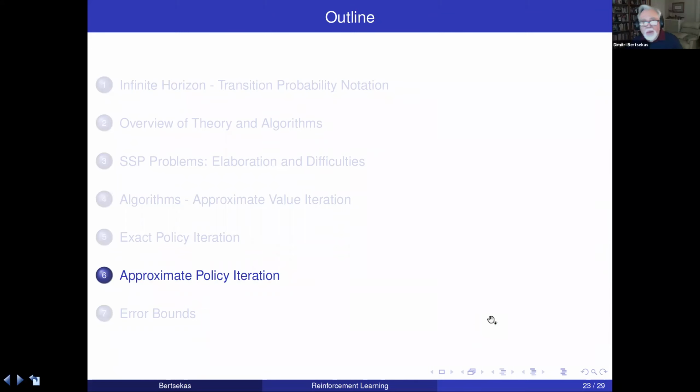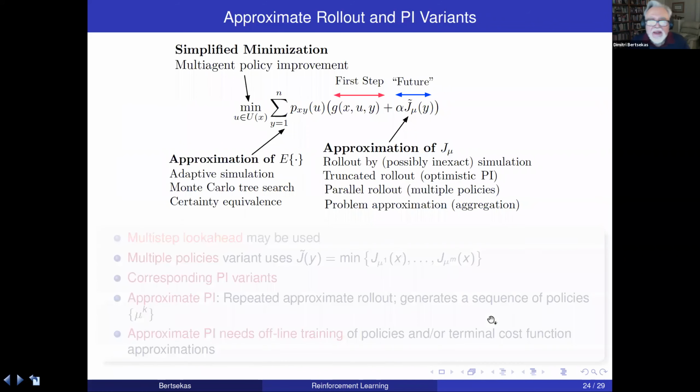Okay, now let's go to approximations. Here's an enriched version of our standard figure that describes all the different variants for policy iteration and for rollout if you do this only one time. There are three approximations. There's approximation of the minimization, a simplified minimization, and an example of that we have gone through is multi-agent policy improvement.